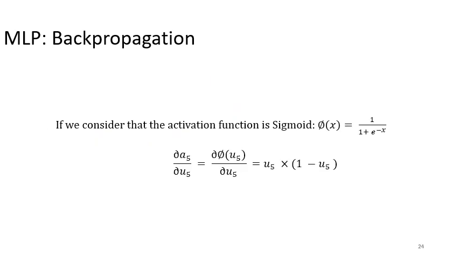If we consider that the activation function is the sigmoid, phi of x equal to 1 over 1 plus exponential of minus x, then the derivative of E5 with respect to U5 will be E5 multiplied by 1 minus E5. This derivative signifies how much a change in the weighted sum U5 affects the output of the sigmoid activation function.